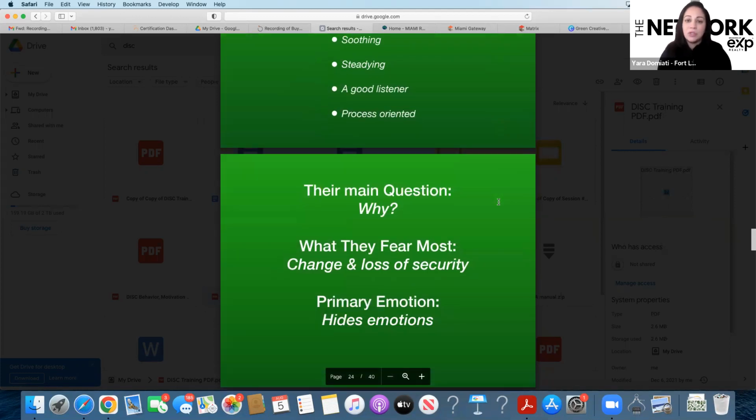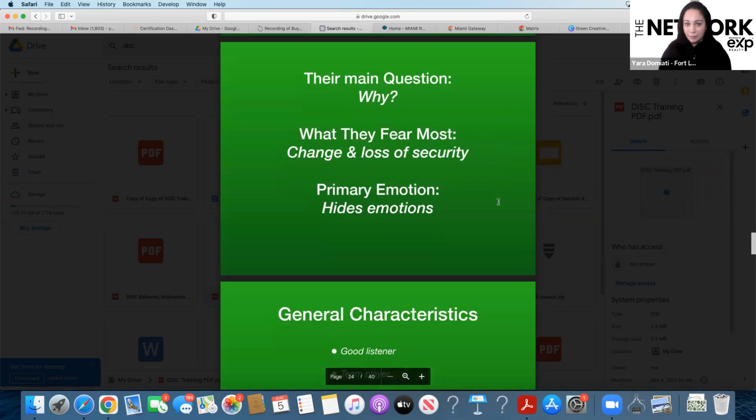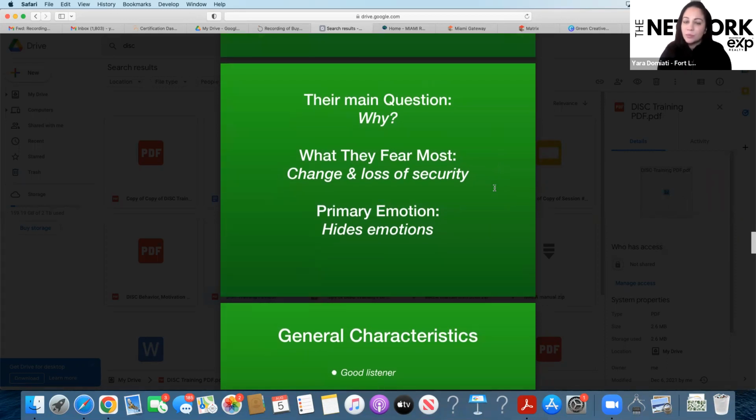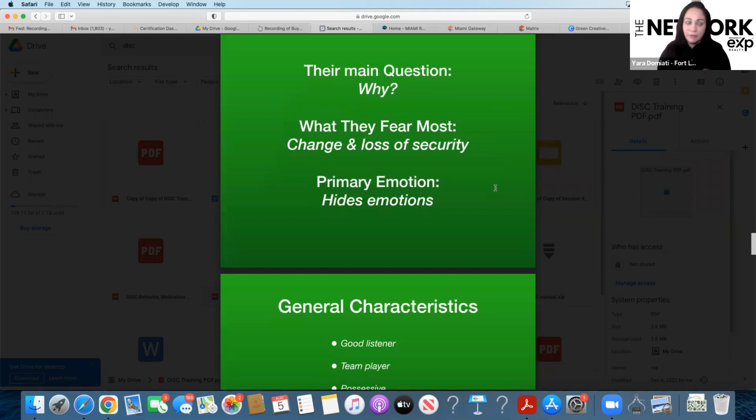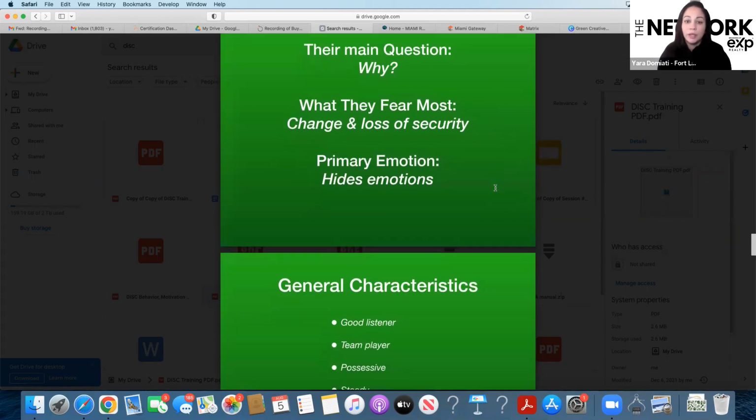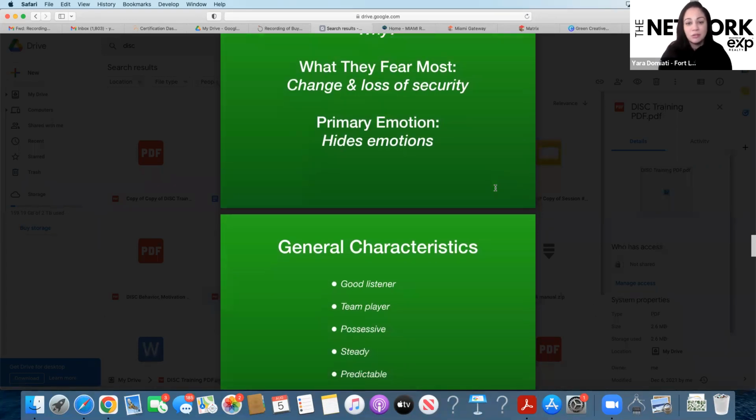You notice how I kind of slowed down when I came to this, because this is how an S personality type is. Their main question is why. What they fear most: change and loss of security. So they like very little change. Their primary emotion is they hide emotions.